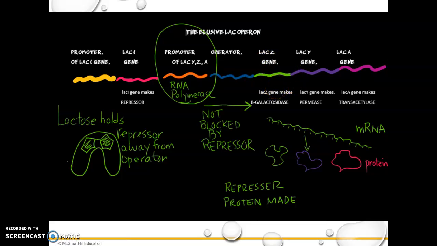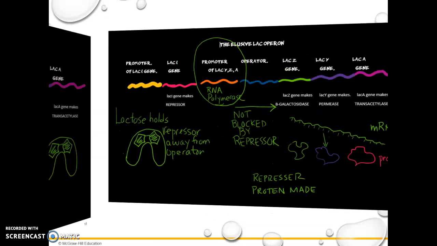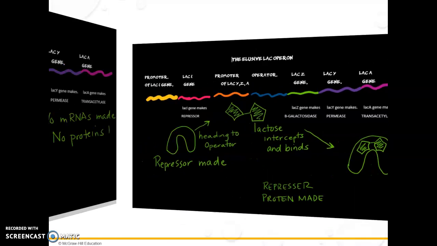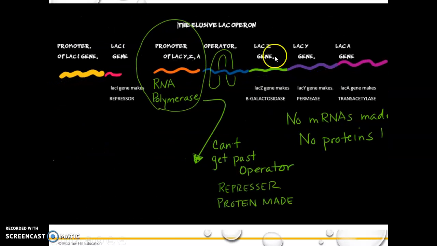When lactose is not available, there's no sense in making those proteins because we don't need to let anything in and we don't need to break it down. So when lactose, let's go back, is not available, as we see here, the repressor is made, it binds to the operator, and it doesn't allow transcription of these three genes. I hope this helps to make the Lac Operon a little more understandable.